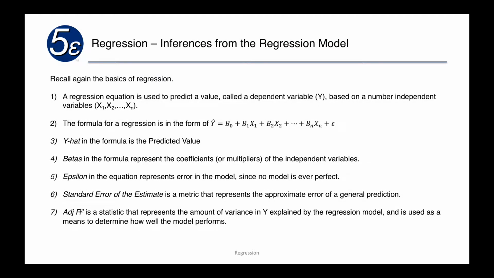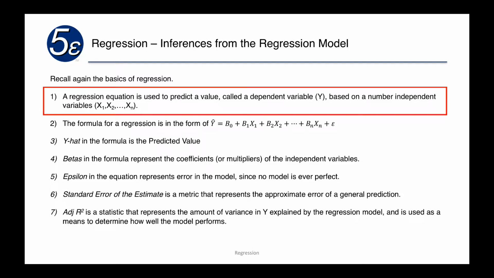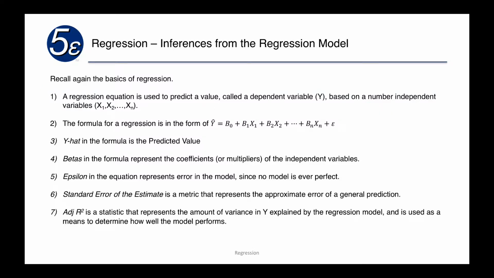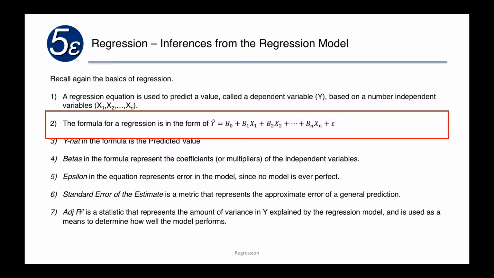So let's recall some of the basics of regression. First, a regression equation is used to predict a value called a dependent variable, which we'll denote as y, based on a number of independent variables, which we'll denote as x, or x1, x2, all the way to xn. Now the formula for a regression is of the form y hat equals beta 0 plus beta 1 x1 plus beta 2 x2 plus a series of beta n xn's with an error term.